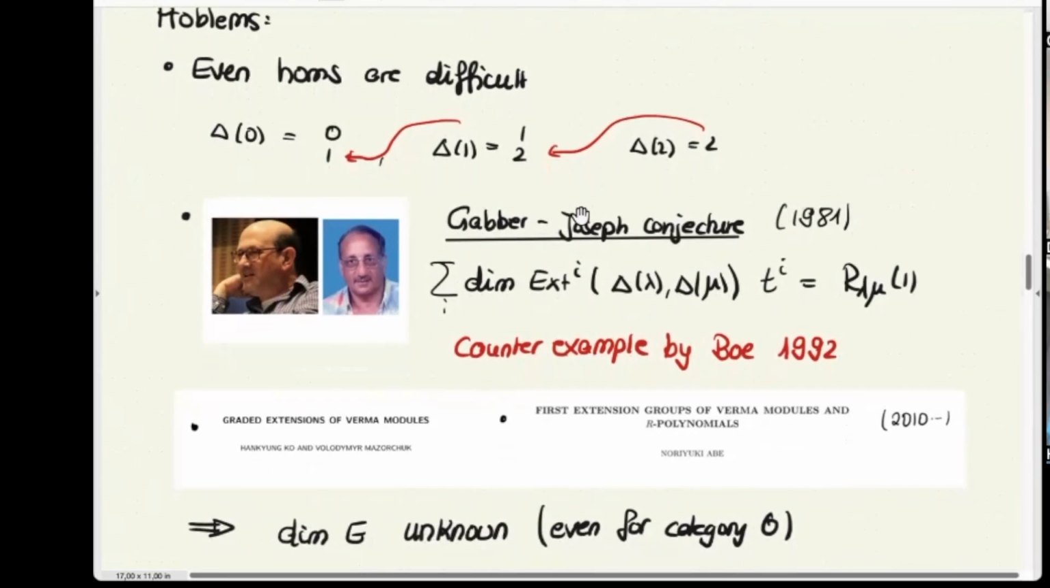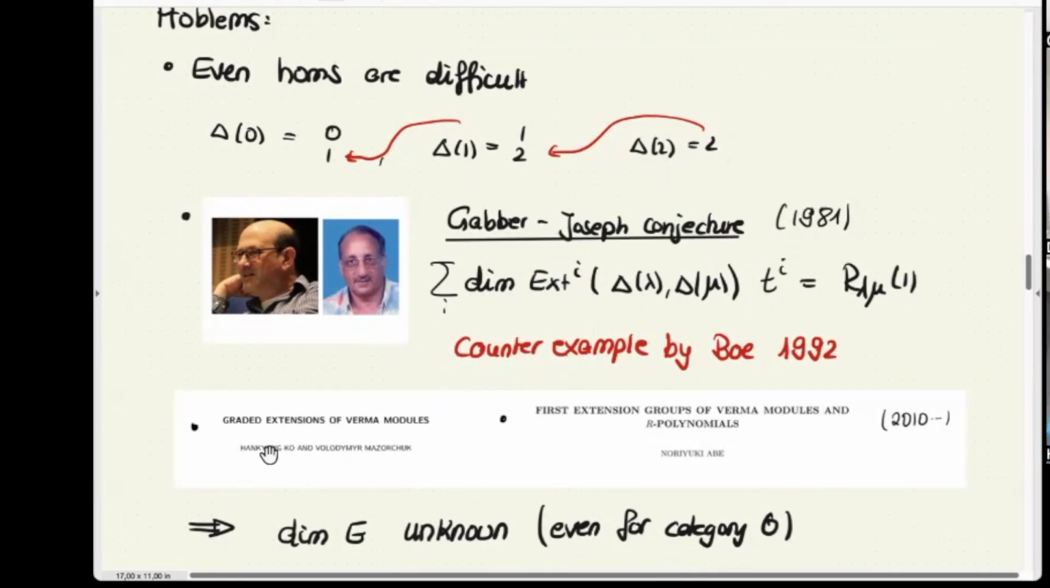And there's a famous conjecture attributed to Gabber and Joseph in the 1980s. It says that the dimension of this Ext algebra is given by a certain polynomial, which is a famous R-polynomial, which comes up in Kazhdan-Lusztig theory, and this one should be a polynomial in T. But a few years later, there was a counterexample by Boe that this is not true. And then nobody knew what actually this dimension is supposed to be.